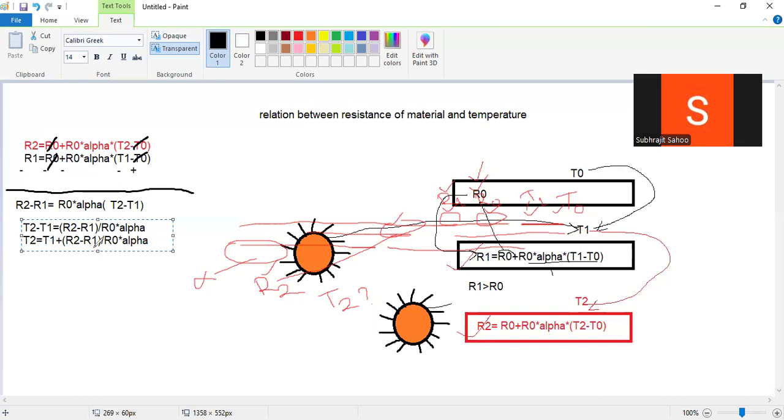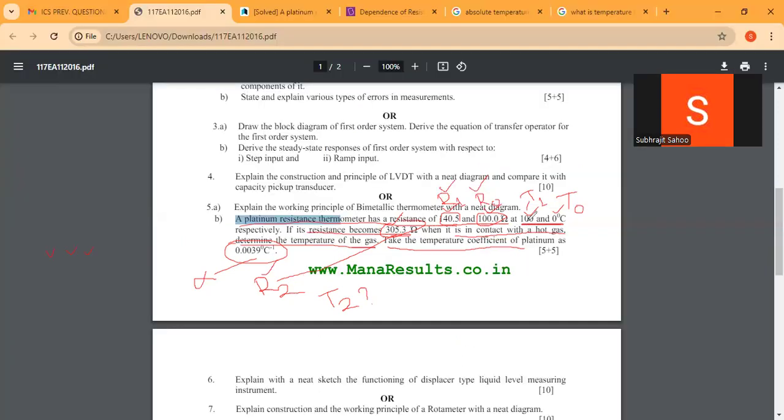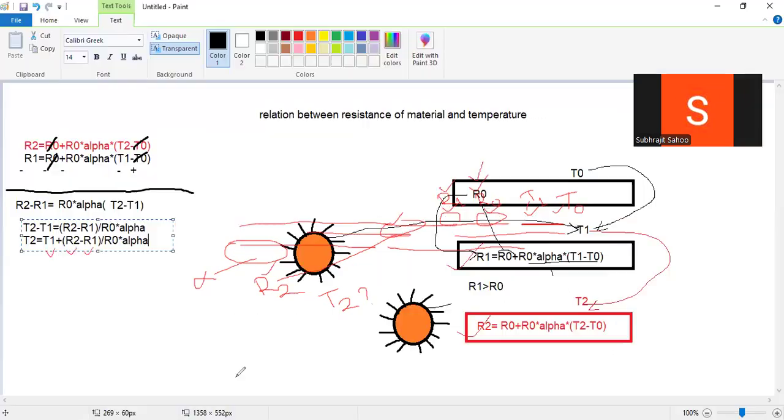R1 given, R2 given. T1 given 100. R1 given 140. R2 given 305. Alpha given 0.0039. What is asked? Find T2. Can you find it or not? Very simple. This relation will be used to solve this problem.